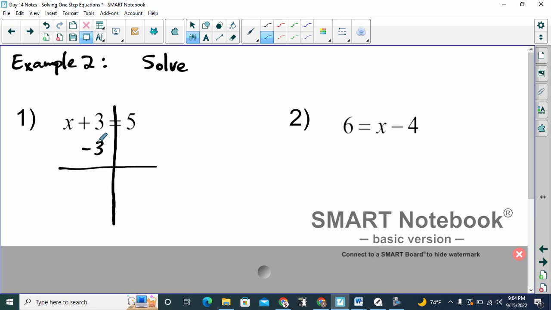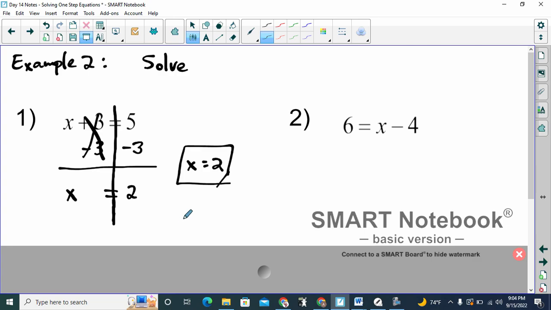If I subtract 3 on this side, I have to subtract 3 from the other side as well. Plus 3 and minus 3 cancel. So on this side, I just get x. This side, I have 5 minus 3, which is 2. And I bring down my equal sign. And now I have x by itself. x equals 2. That is our solution.